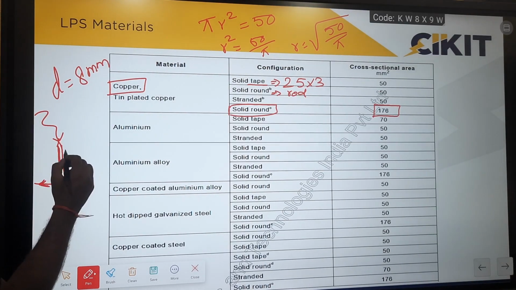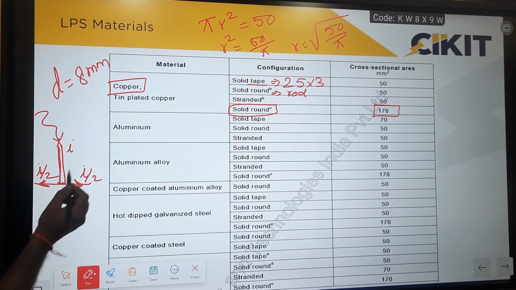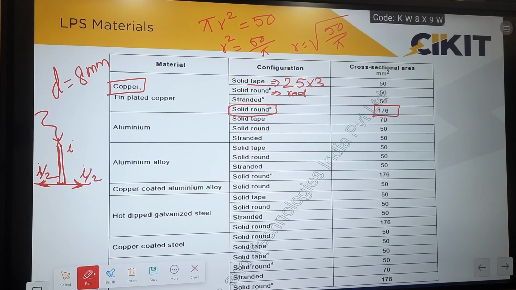So the lightning energy, if current I is coming, means it will be distributed into 2 parts, I by 2 or I by 2, for example. So in this case, the current flowing through the down conductor will be lower than the current which will be intercepted by this air terminal.